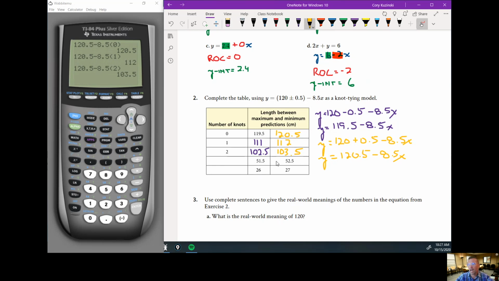Now we still have to figure out the number of knots that would give us a minimum of 51.5, and a maximum of 52.5, and a minimum of 26, and a maximum of 27. So I'm trying to think of the best way to do that. How about we do like an undoing idea, where we take this 51.5, and we subtract 119.5, and then divide by negative 8.5. And that gives us 8.